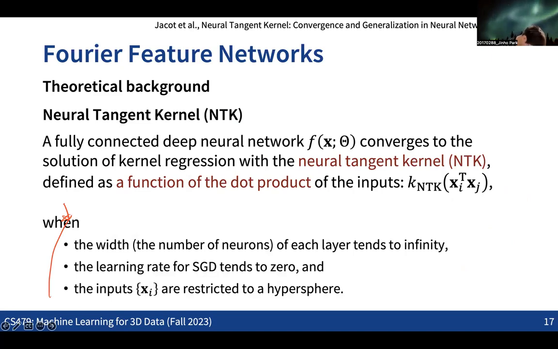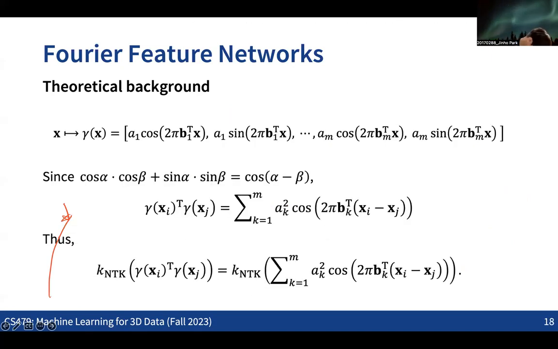So then what we can see is that now what we are doing is this. Before we feed the input data into the function, we first map this into a sinusoidal function like this.